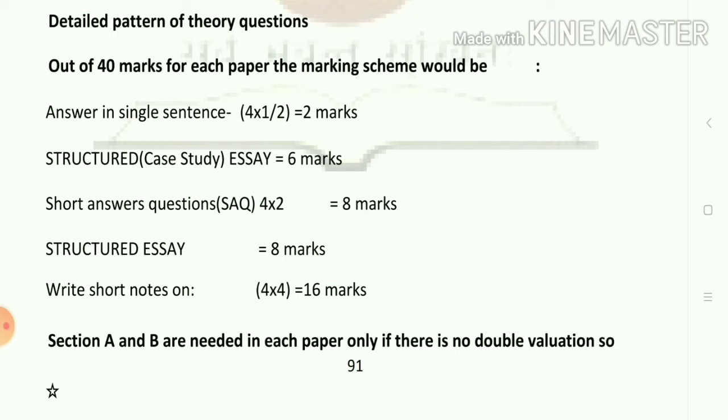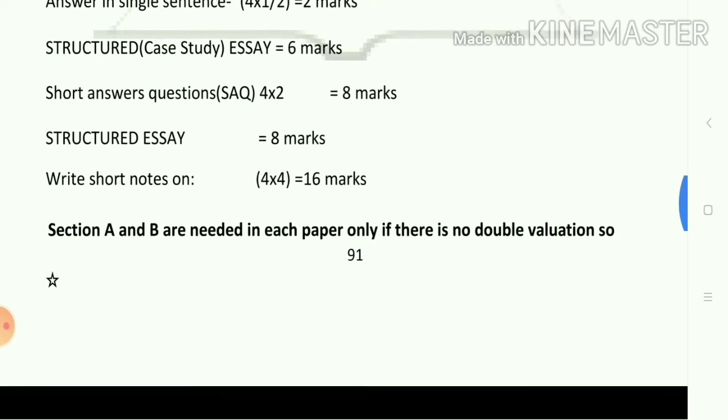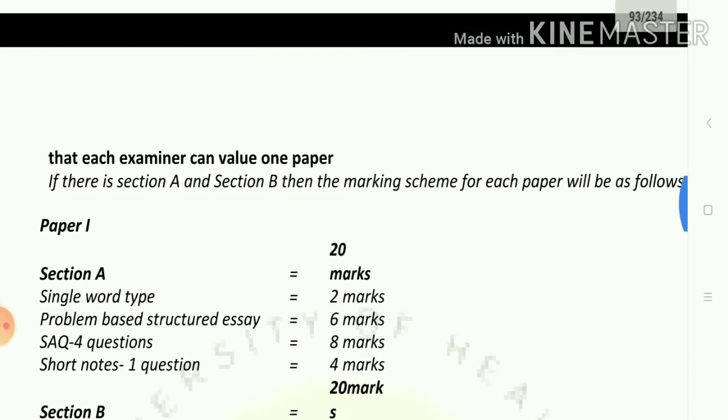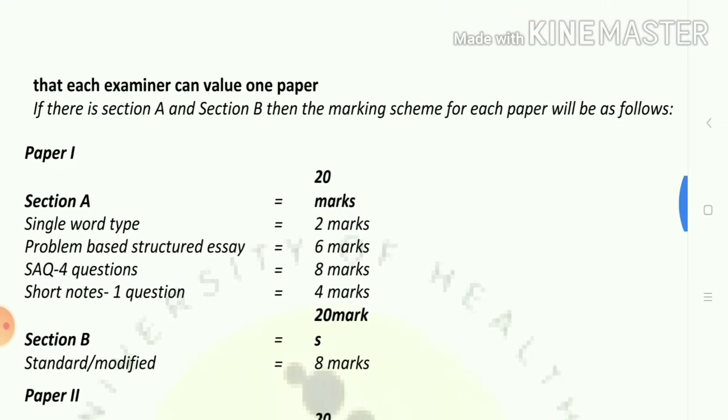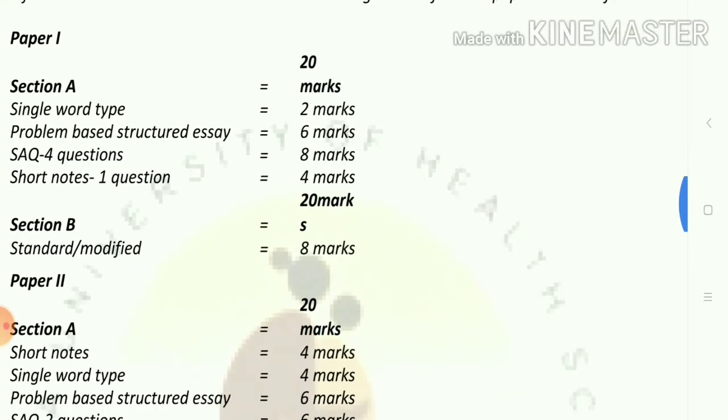Section A and B are needed in each paper only if there is no double valuation, so that each examiner can value one paper. If there is a section A and section B, then the marking scheme for each paper will be as follows. Paper 1, section A: single word type 2 marks. Problem based structured essay 6 marks. Short answer question, 4 questions, 8 marks. A short note, 1 question, 4 marks. Section B, standard or modified.